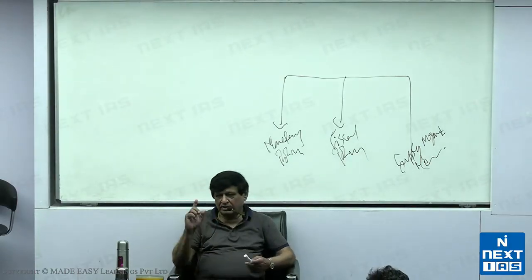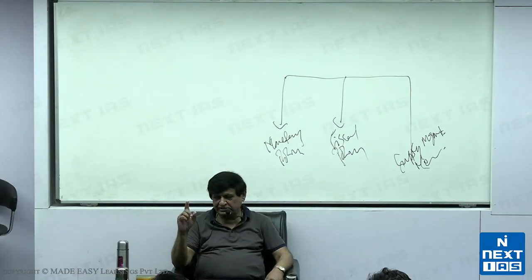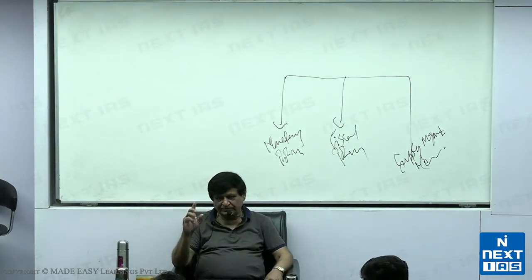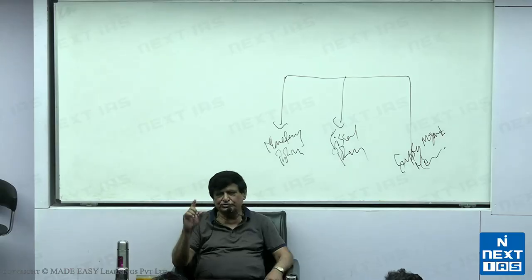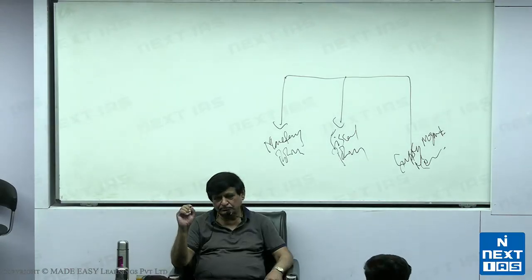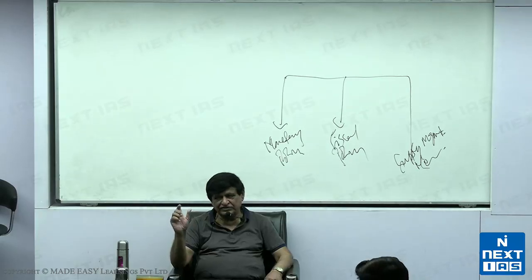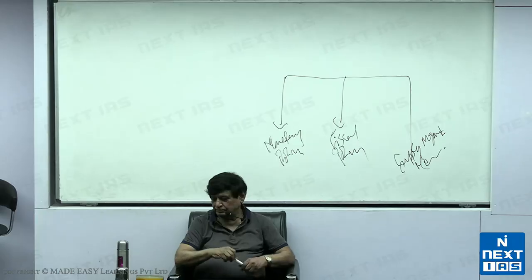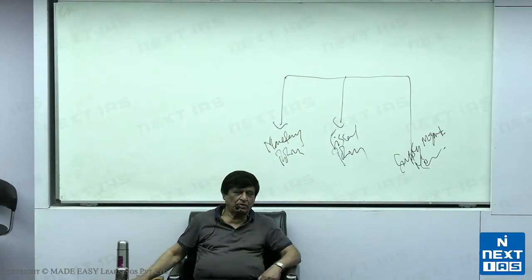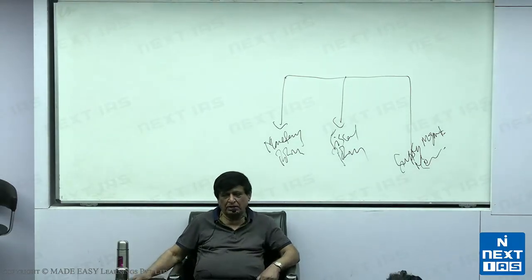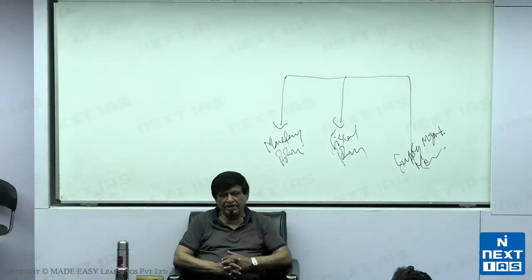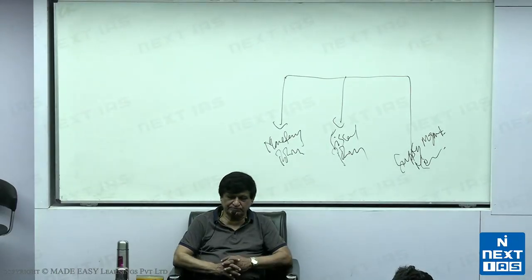I'll repeat. There are three types of measures adopted to control inflation. First, use of monetary policy. I'll dictate on each of them. Second, use of fiscal policy. And the third one, supply management measures.